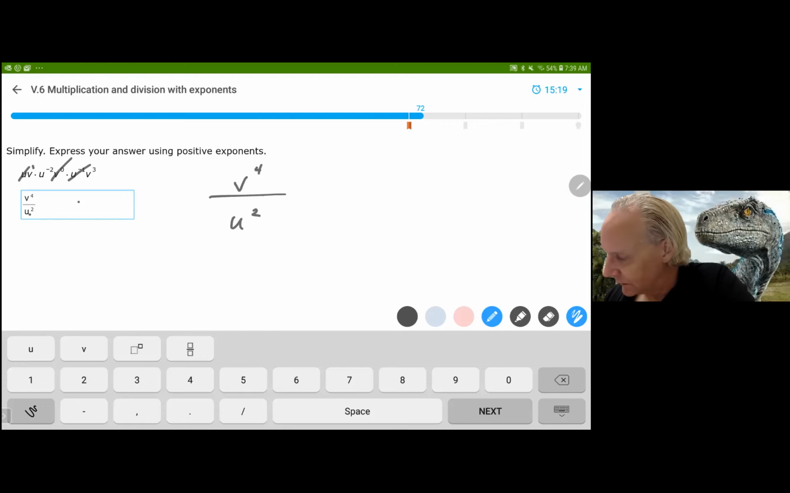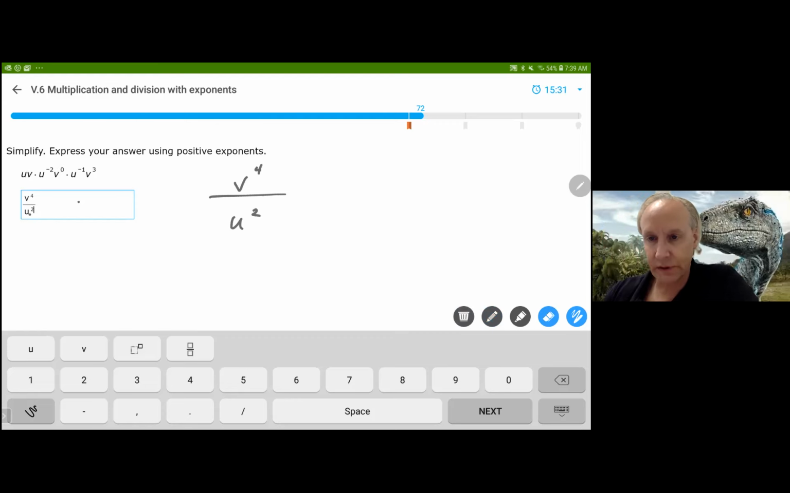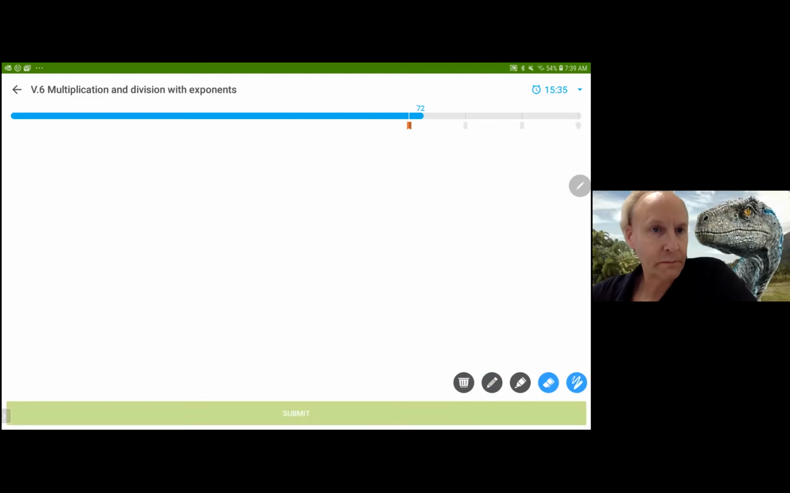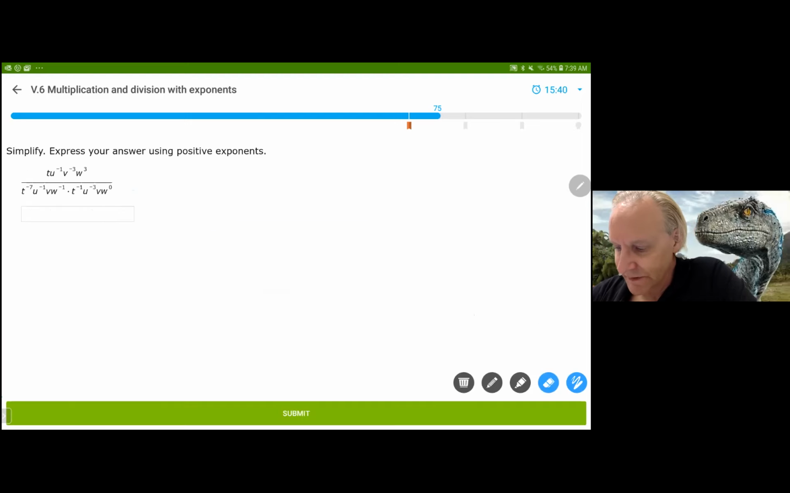And let me just double check this really quick. The U's cancel, the V's cancel. I've got V to the 4th over U squared, yep. I like to do these types in my head, but I'm trying to write them out for you so you can see what I'm up to. There we go. Okay, at least we got a combination.